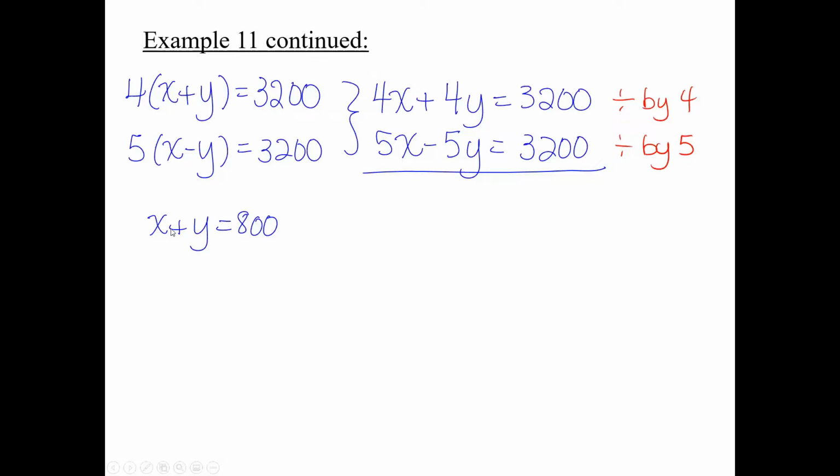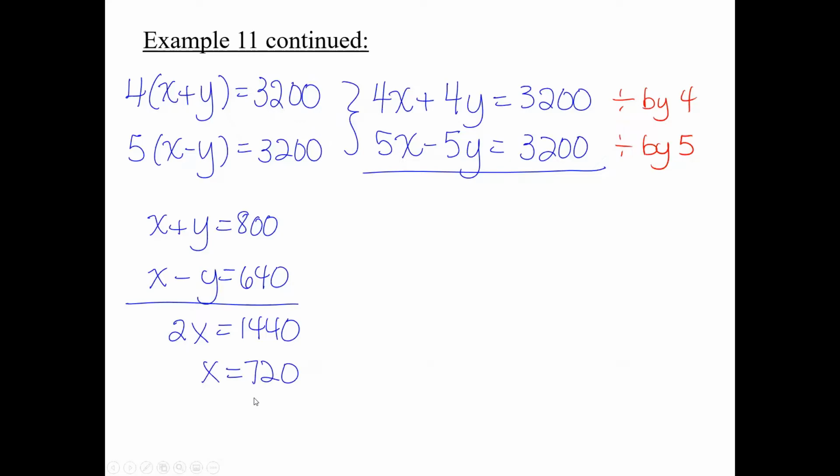That simplifies the first equation to x plus y equals 800. The second equation, x minus y equals 640. We now have an opposite pair. So I add those two equations, 2x, the y's cancel, and I get 1440. Divide both sides by 2, and I get the speed in ambient wind is 720.